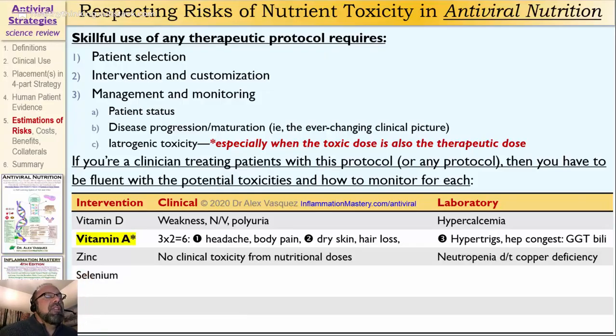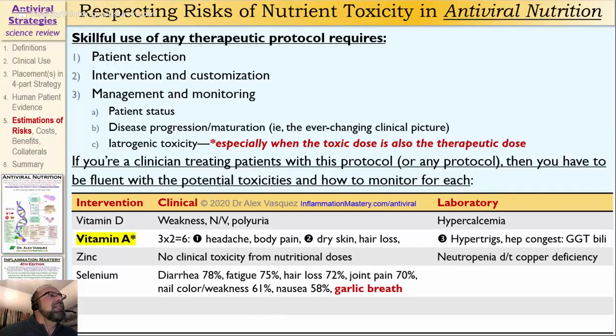What's the clinical presentation of selenium toxicity? This is one that we should reasonably know. You're probably not going to see it in your clinical practice, but you should at least know what it is. So, most of those patients present with diarrhea, fatigue, hair loss, joint pain, changes in the color and/or weakness of their nails, nausea.